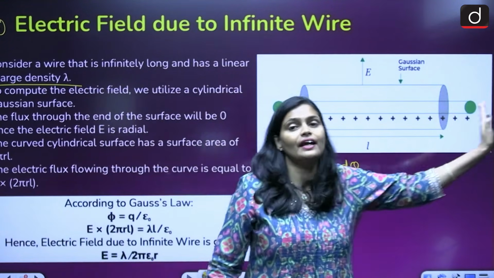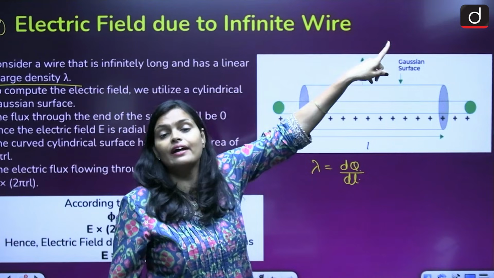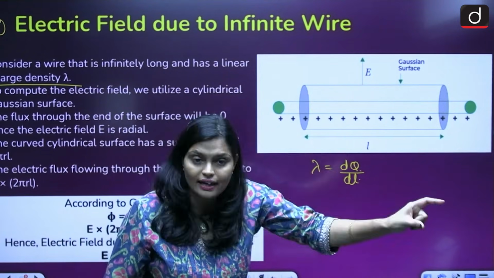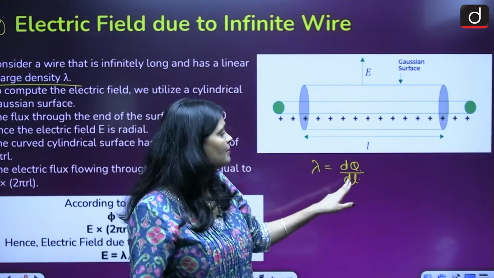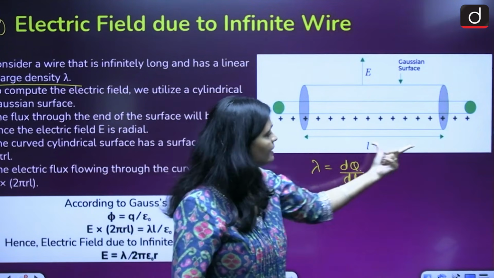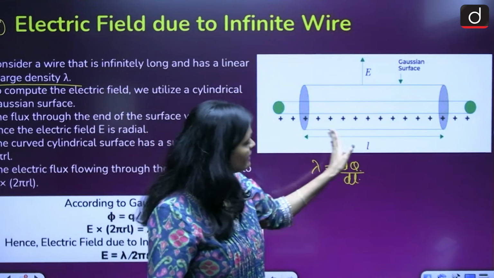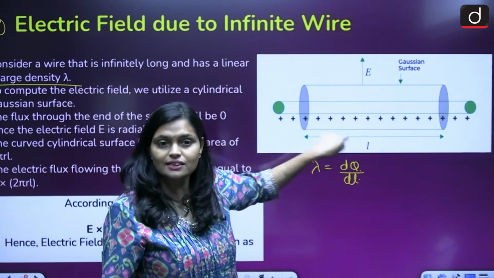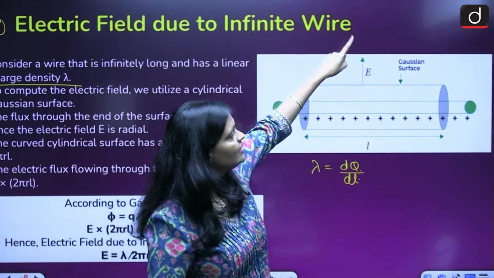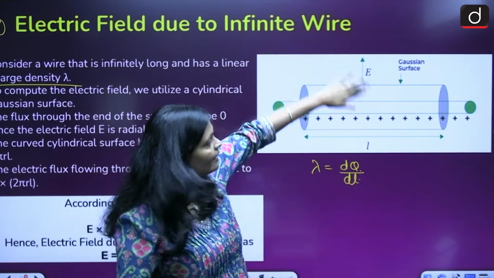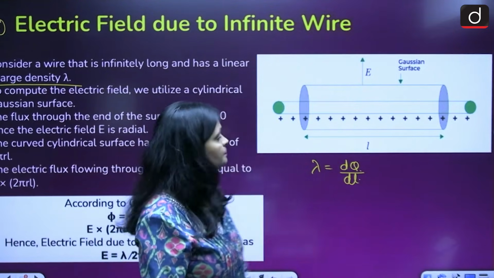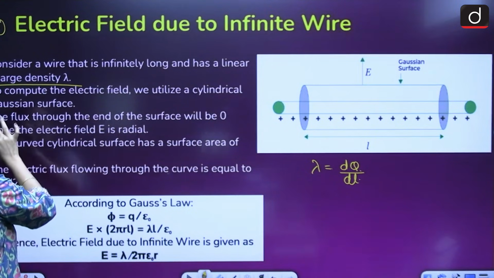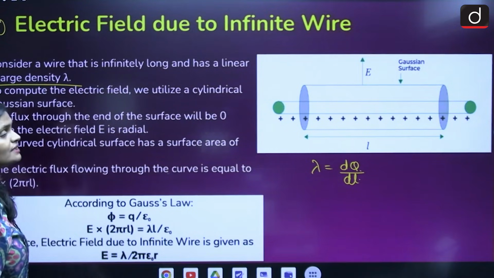ये तो infinite है, but उस infinite wire में हमने एक छोटे से length पे electric field calculate करना है. तो lambda is equal to, now suppose you have taken this one length L, and at this much length you have these many charges, and due to these charges you have an electric field that moves outward, electric field line निकल रही है, right?